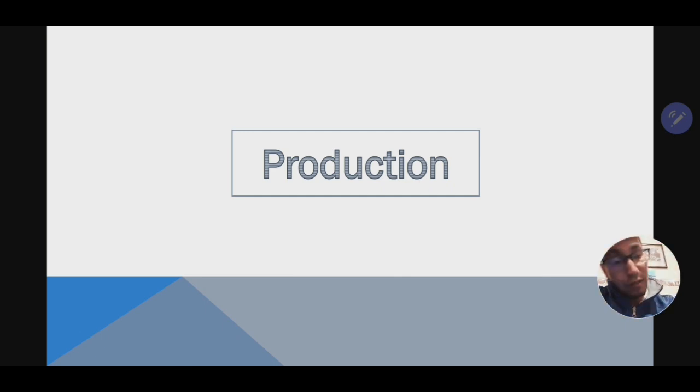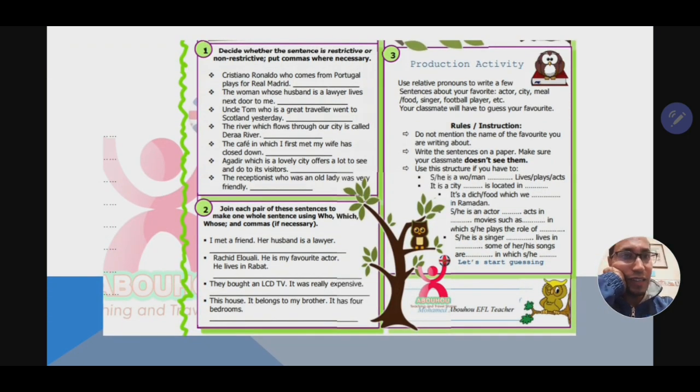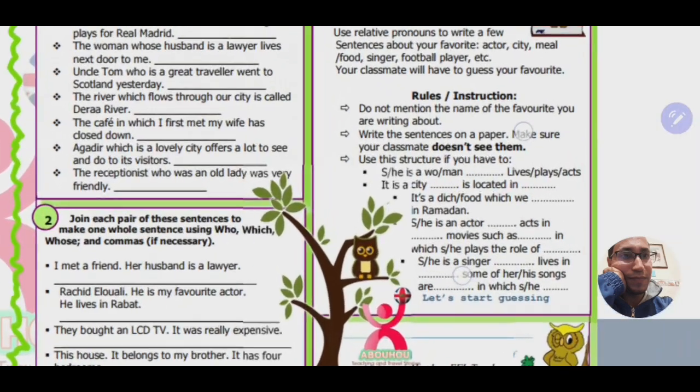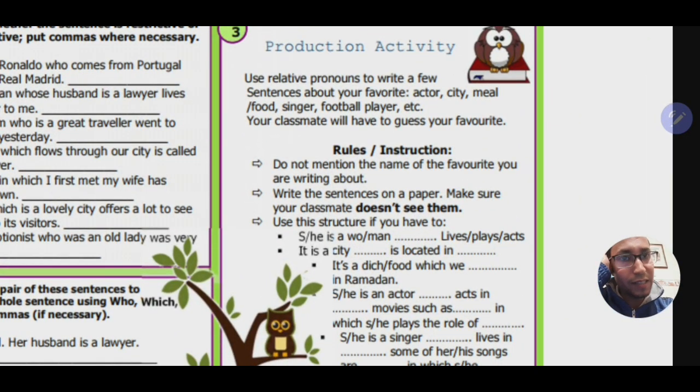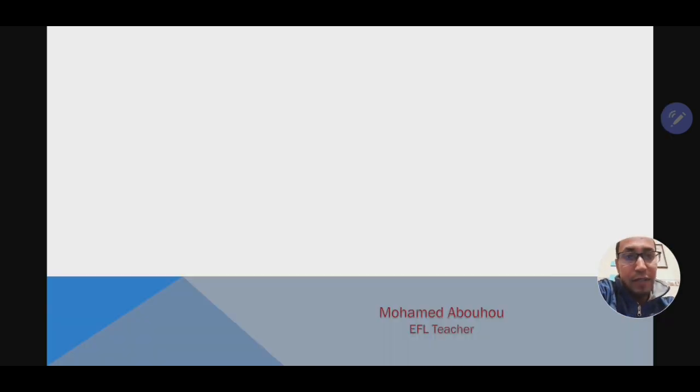Production is in your My Way to English booklet. Here, in this production part, you will find it exactly like this in your booklet. And it's simply a little game I have played with my students since second baccalaureate. I have to do a little recap of what we have done.